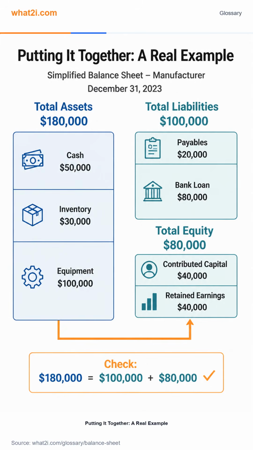On the 31st of December 2023, total assets are $180,000 split between cash, inventory, and equipment. Total liabilities are $100,000 and total equity is $80,000. The fundamental equation holds: $180,000 equals $100,000 plus $80,000. From the same statement, we can also calculate a current ratio and see the company's moderate leverage.